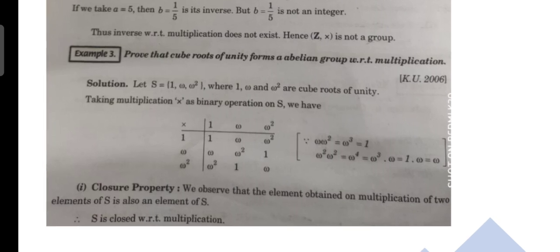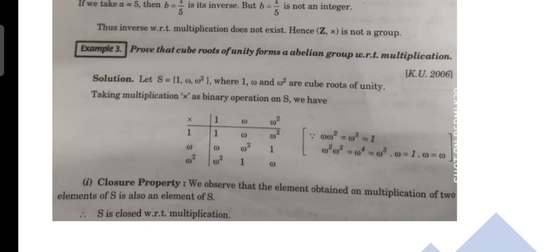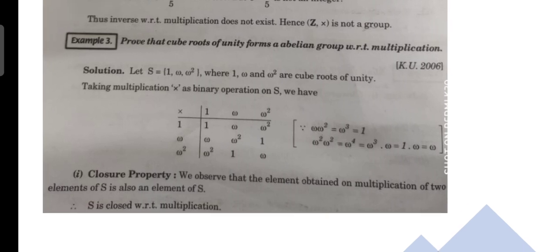Next, we have to show that these three elements form a set, and that this set forms an abelian group. Let's start. For this, we'll use our composition table. We have already studied the composition table in our first lecture. Then let's do it. We'll do the composition table.